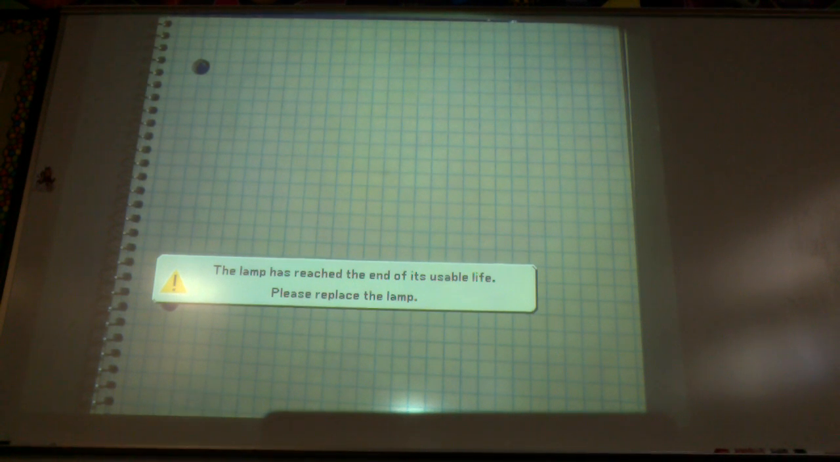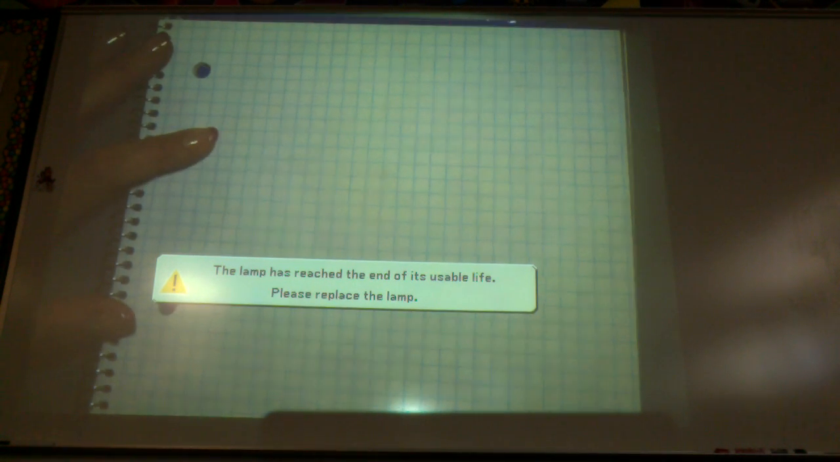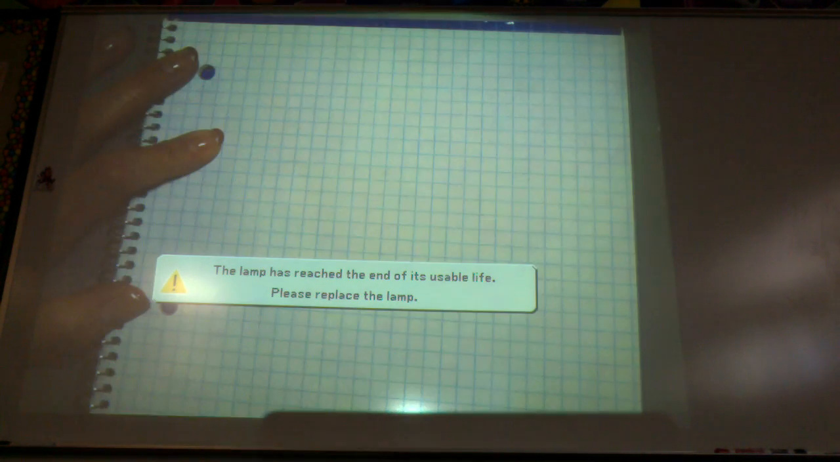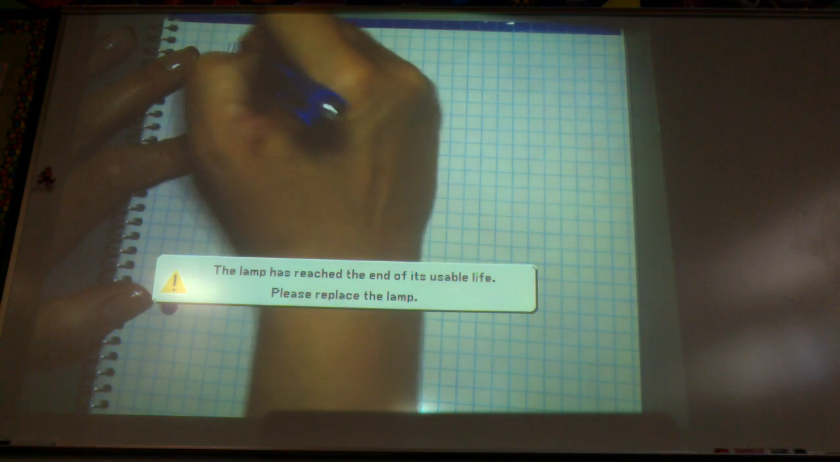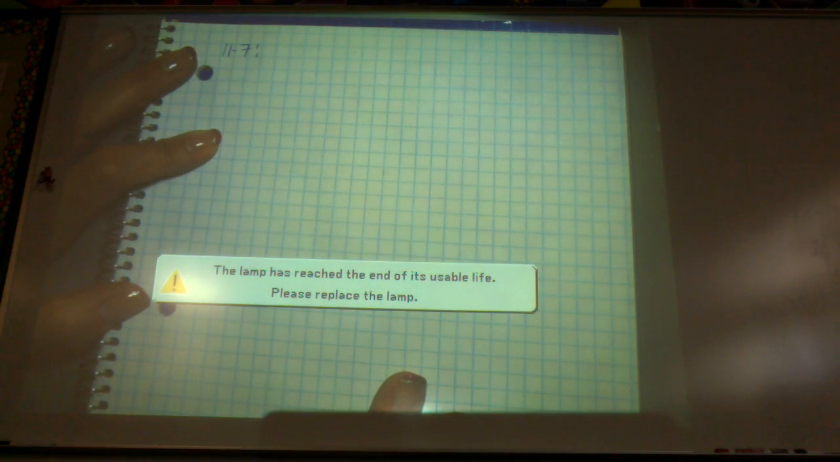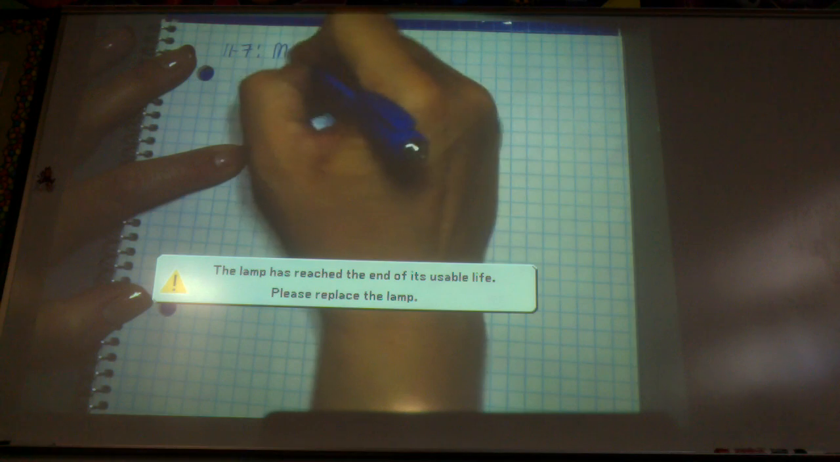All right, so we are going to look at the second day for solving radical equations. We're going to call this section 11-7. More solving, so it gets more difficult today.